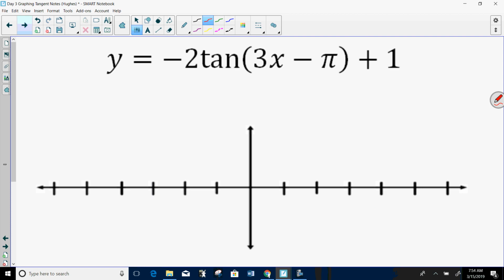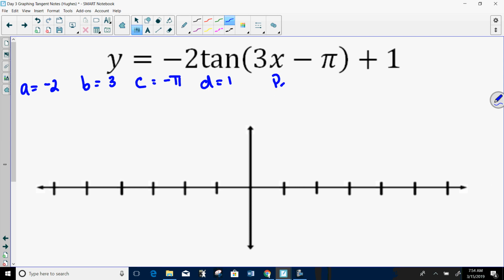So we're going to do the exact same thing we did with a sine or cosine curve. We're going to start off by listing A. A is -2. B is 3. C is -pi. D is +1.